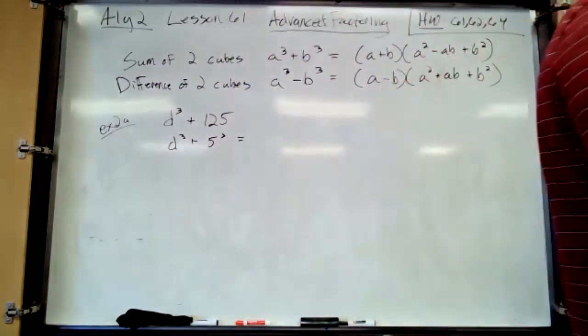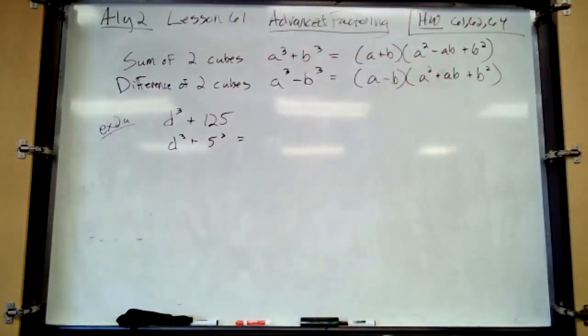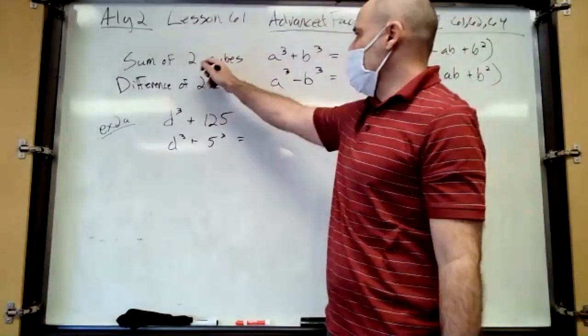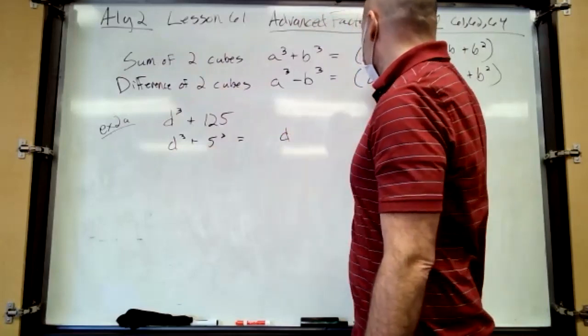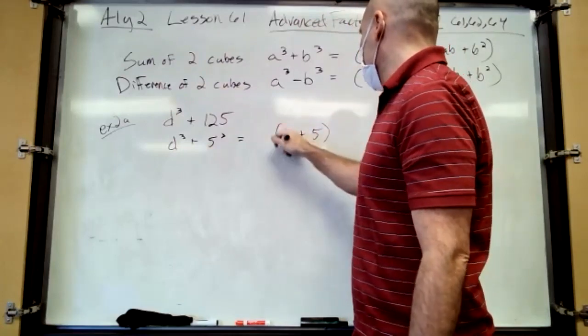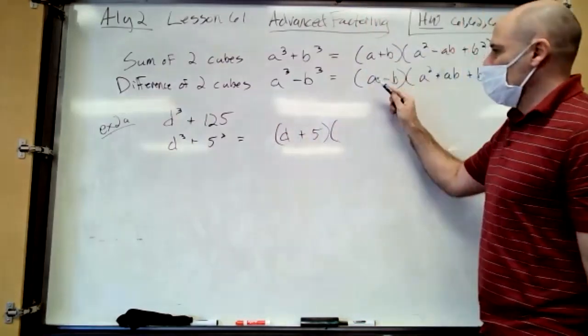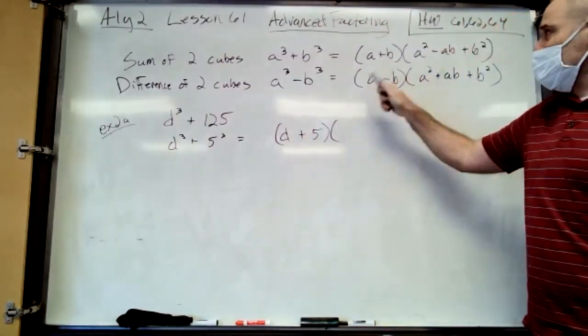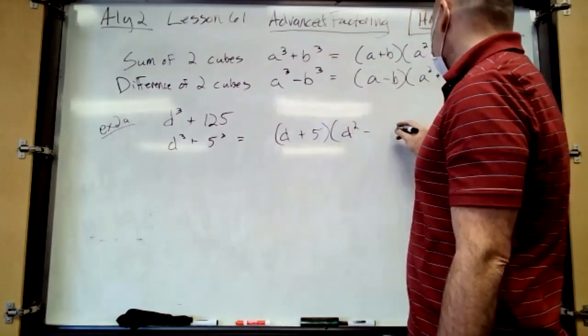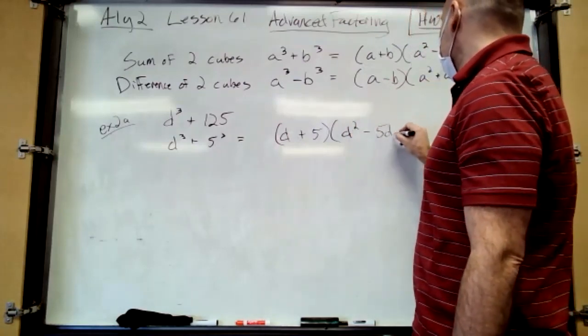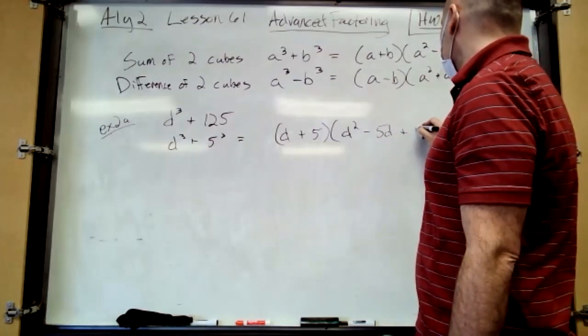Okay, so now a is d and b is 5. So we're just going to replace it. So this is a sum. So we're going to say a d plus 5, right? So we're just replacing d with a and 5 with b. And you get d squared minus 5d plus 25.